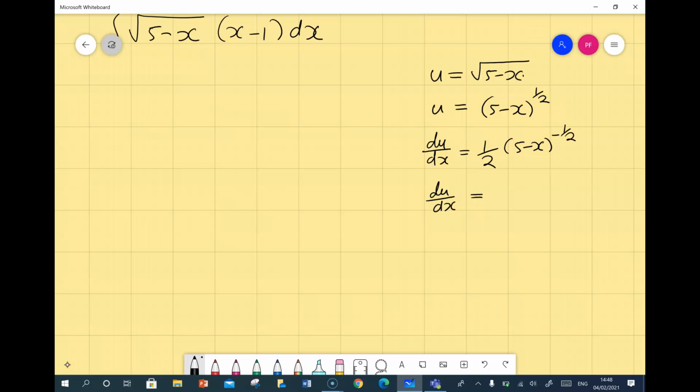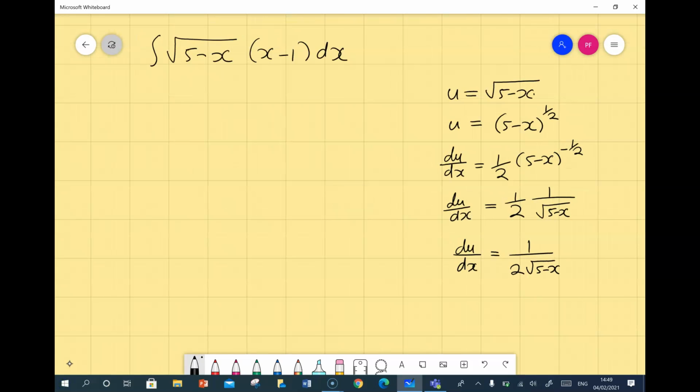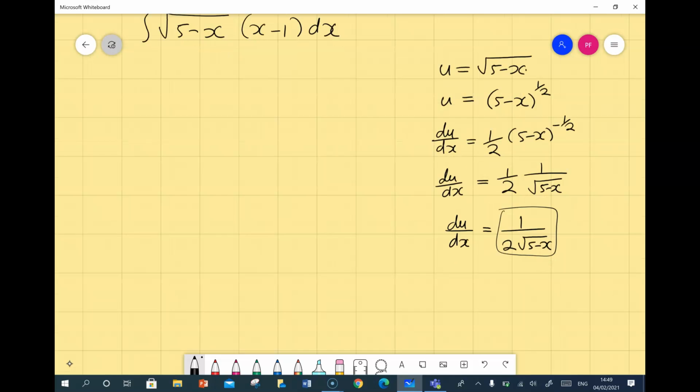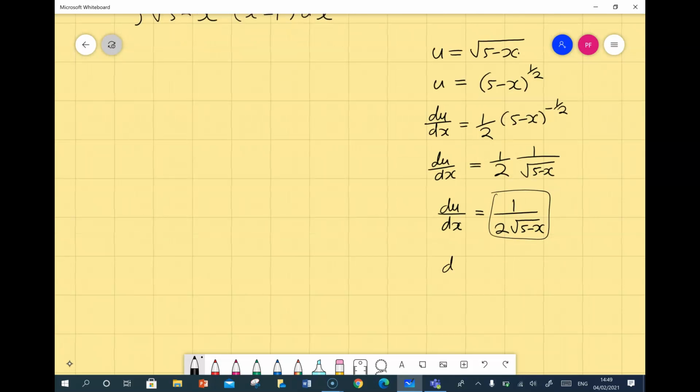So that is equal to 1 over 2 times 1 over 5 minus x to the power of a half, which is the square root of 5 minus x. And just rewriting that, du/dx is equal to 1 over 2 times the square root of 5 minus x. So that doesn't quite resemble anything I have above here, so we're going to have to go a little further with it. du is equal to 1 over 2 root 5 minus x dx.